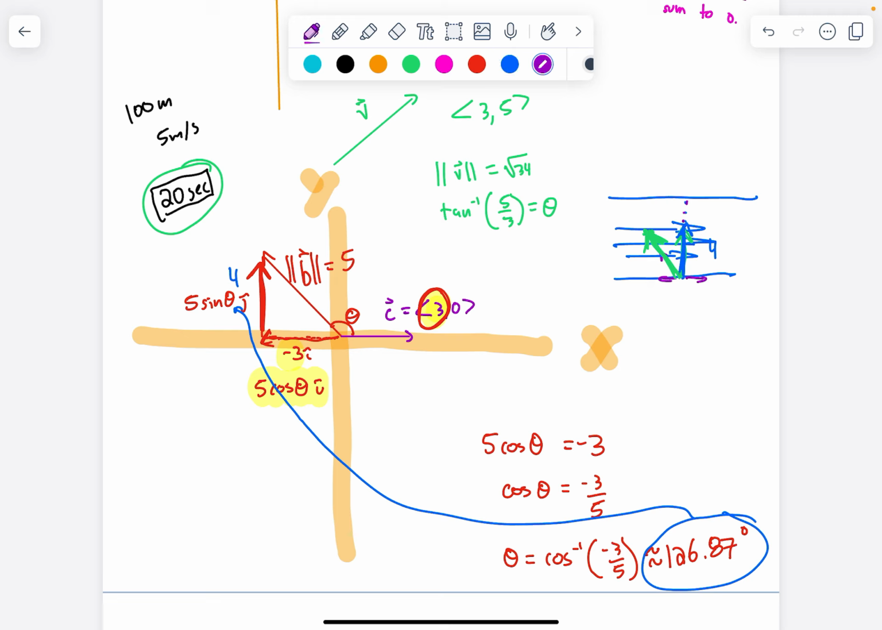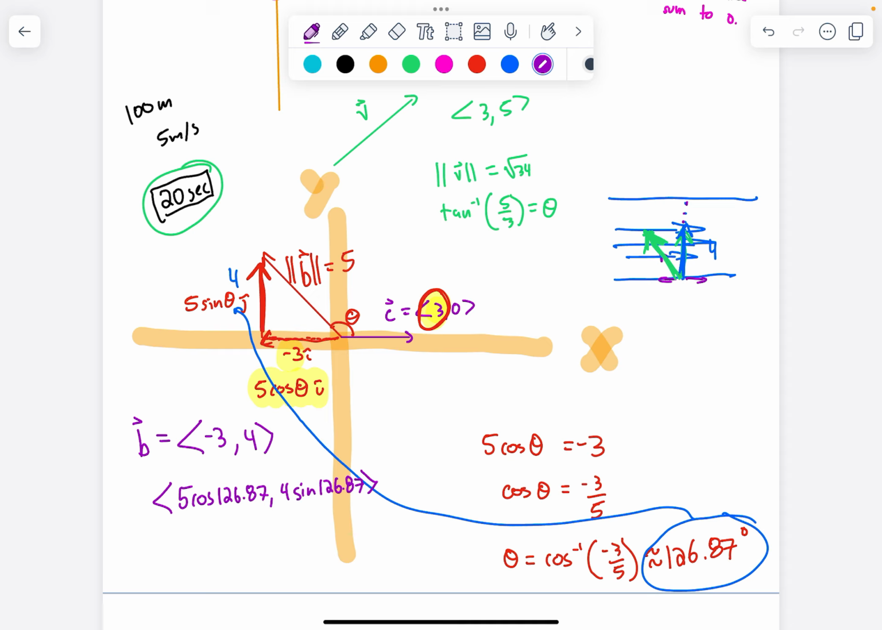So our vector b to go in the proper direction would be -3 in the i direction and 4 in the j direction, okay? Which is the same thing as 5 cosine of 126.87 and 5 sine of 126.87. Okay, so you should plug that in a calculator and verify that, but that is certainly true. Sorry, not 4, 5. Both of them have 5 times it, okay?